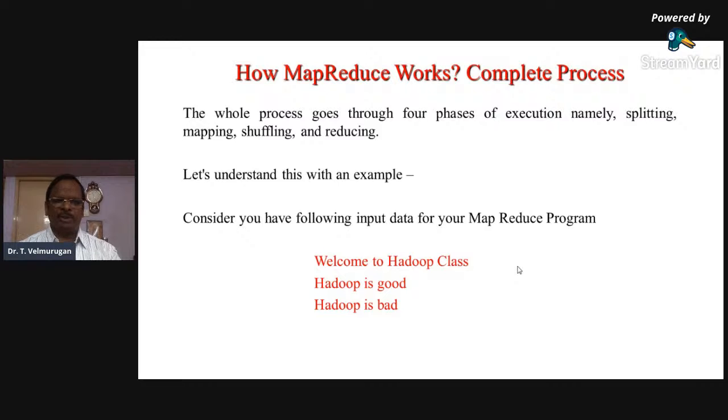How does MapReduce work? We will discuss a simple example. The whole process goes through 4 phases, namely splitting, mapping, shuffling, and reducing. Already we discussed it. Consider the following MapReduce program input: Welcome to Hadoop class. Hadoop is good. Hadoop is bad. These 3 sentences you have to consider.